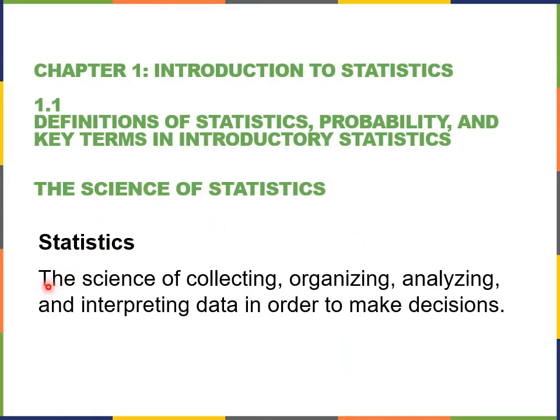So statistics, what is it? Statistics is the science of collecting, organizing, analyzing, and interpreting data in order to make decisions. Statistics is a scientific process. It's essentially what you would think of as a scientific experiment from start to finish. You have to collect and organize your data, you have to analyze that data, and then you have to interpret it. You have to say something meaningful.